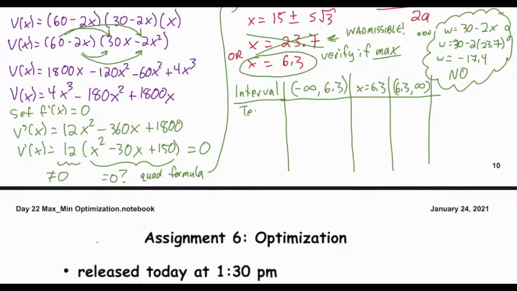I'm going to choose my test values, and I'm going to use x equals 1, x equals 6.3, and x equals 10, because those are nice, easy to use points that lie within those intervals. I'm going to look at my first derivative. So remember, we've already found that over here. I'm just going to evaluate that function for my test value. So I'm going to plug x equals 1 into that function.